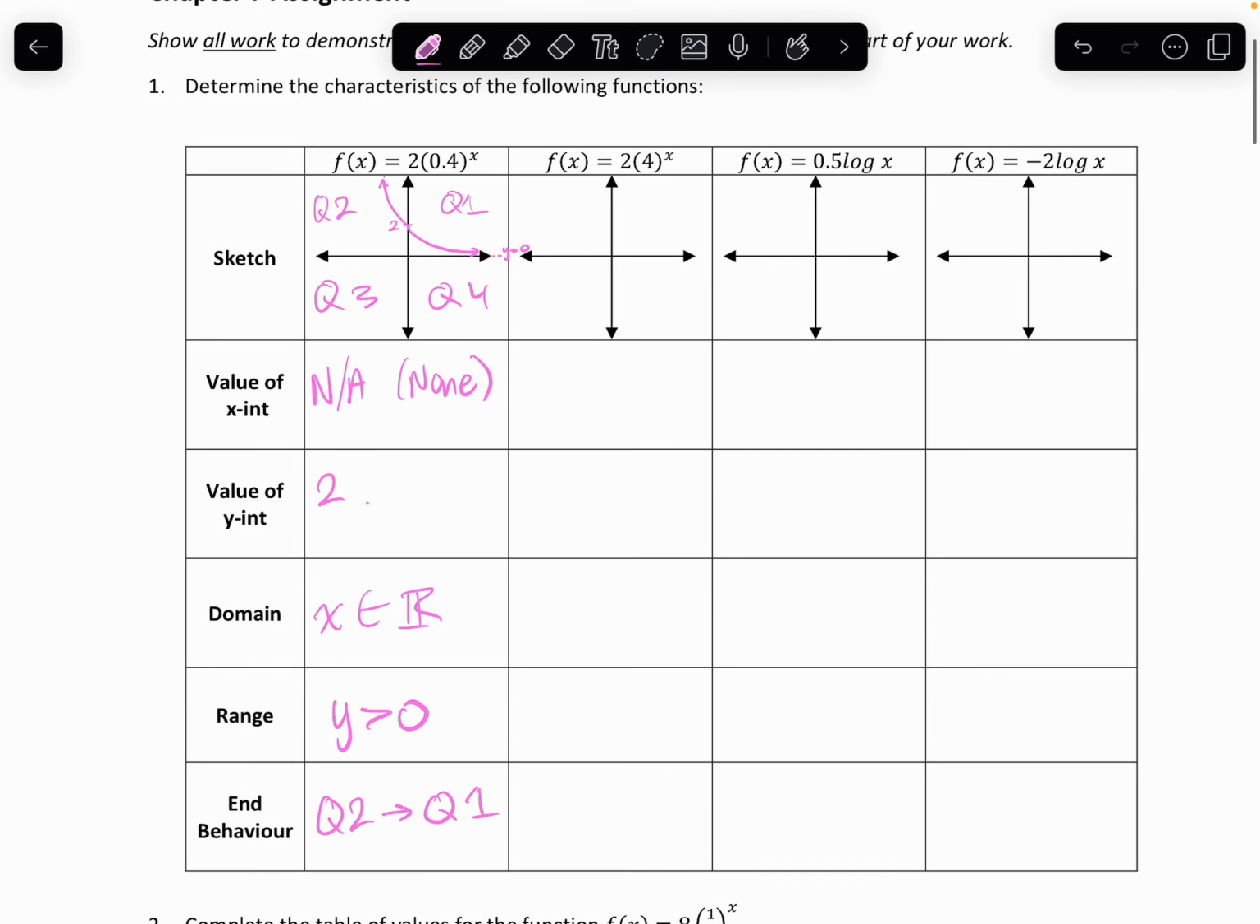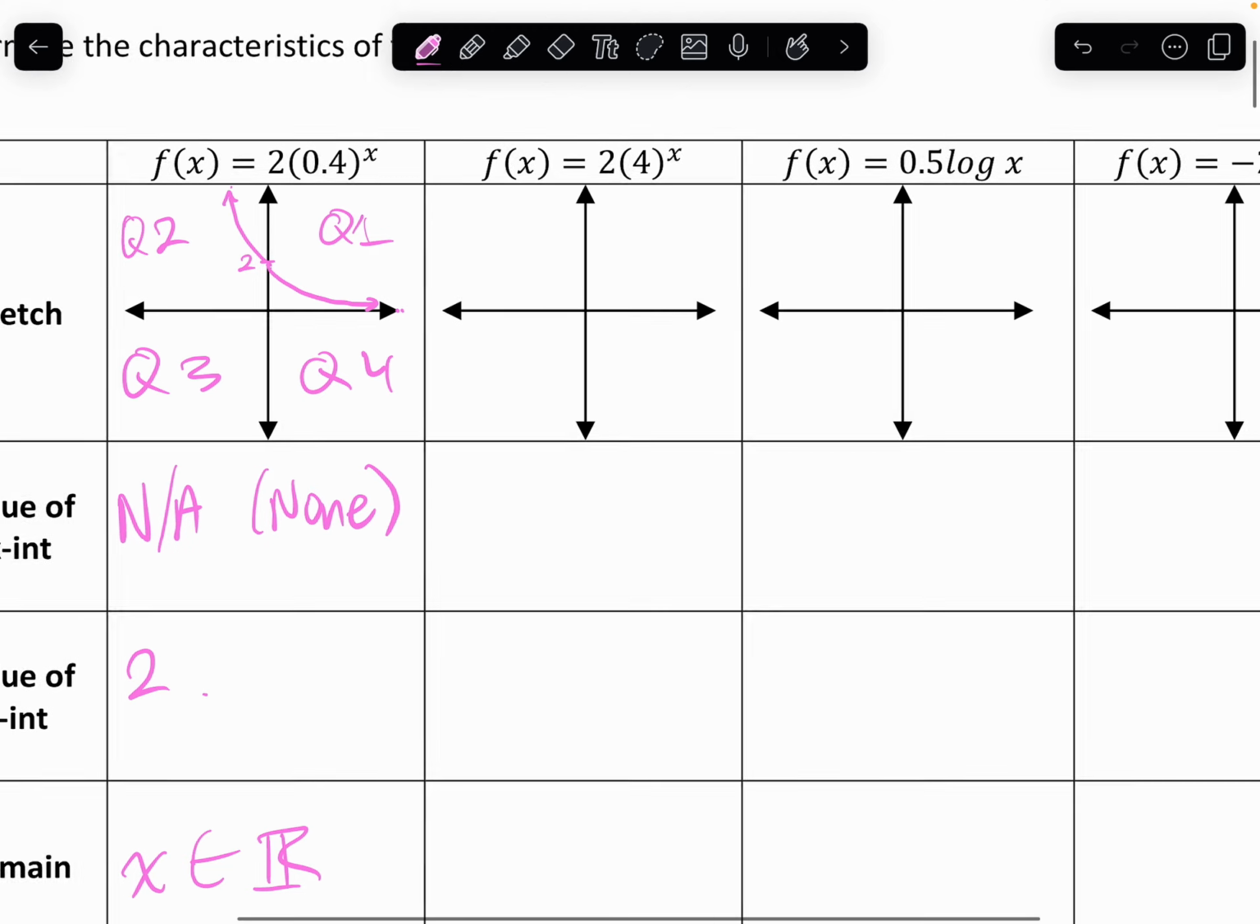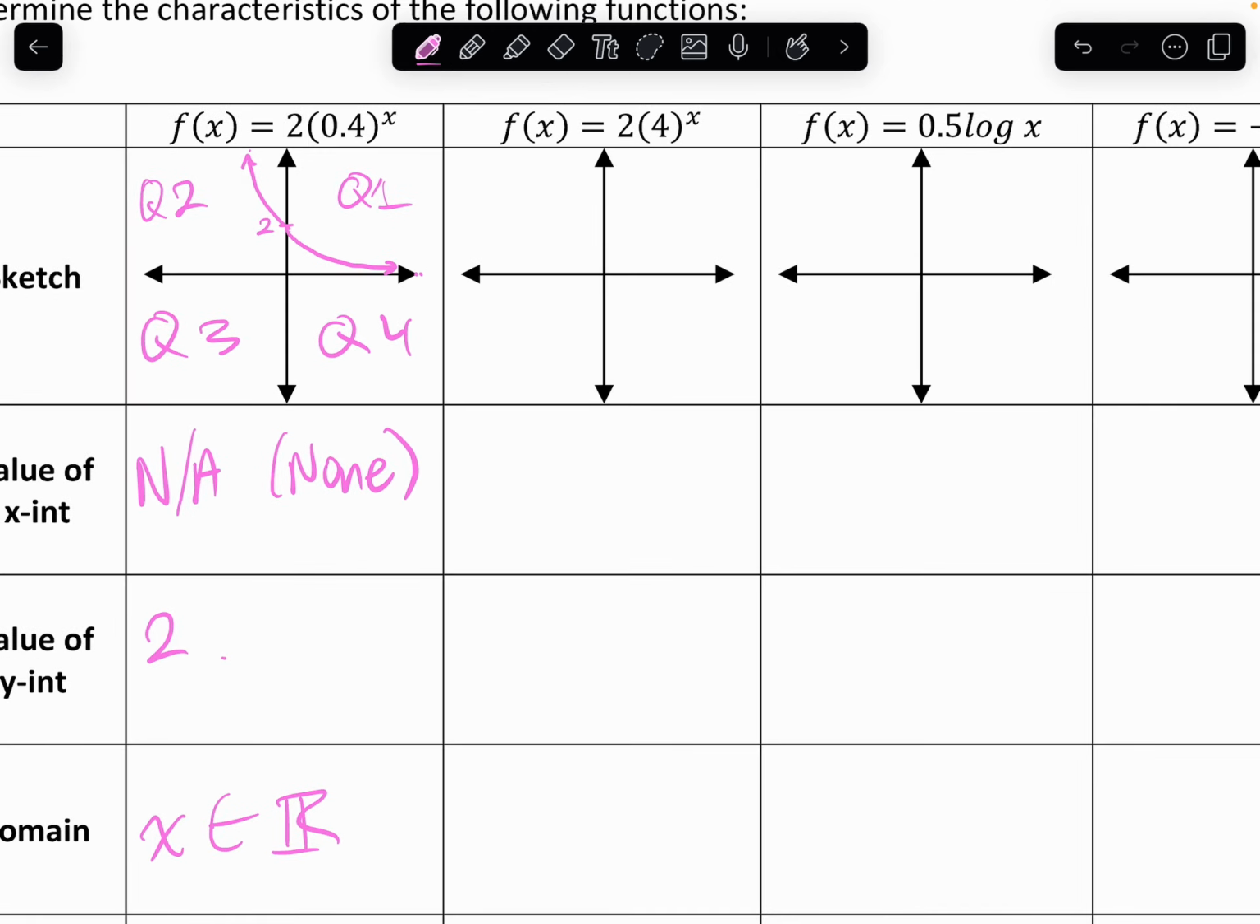Okay, next one. I might just erase this because it's creeping over. 2 times 4 to the power of x. So same but different this time. Apply the same theory in terms of how you logically break it down, but different outcome.